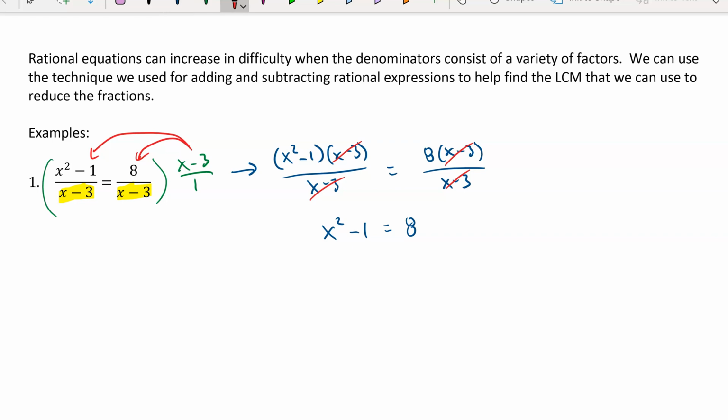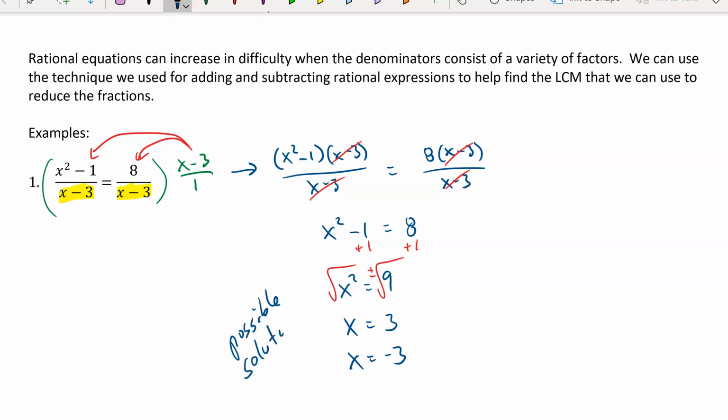And we can solve that by adding 1 to both sides to get x squared equals 9. And then, of course, we can take the square root. Don't forget, when we do this, we need to do a plus minus next to the number, and we get x equals 3 or x equals negative 3 as two possible solutions. So I really want to highlight these are possible solutions. These are the two values that could work.